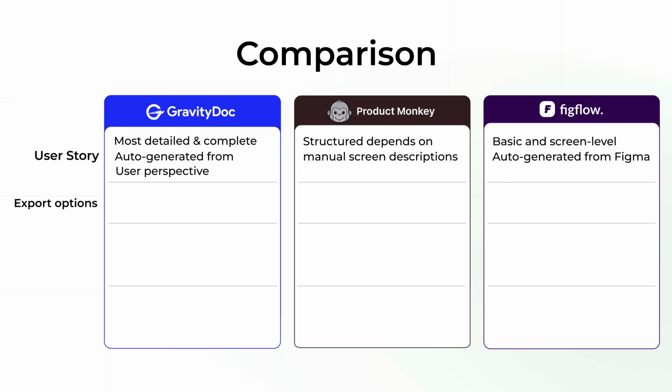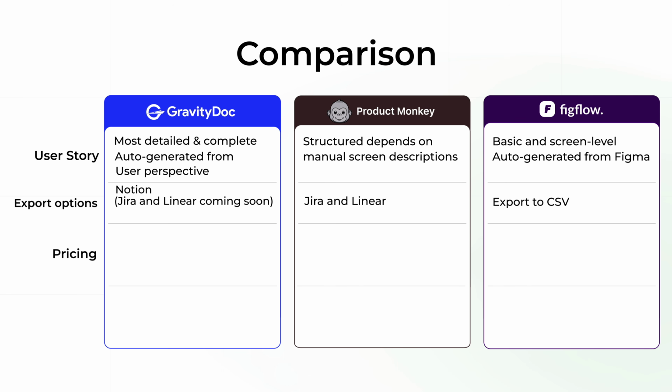Next, let's look at the export options. GravityDoc makes it super easy to share. You can export everything directly to Notion with just a single click, with Jira and Linear coming soon. ProductMonkey also supports Jira and Linear exports. Figflow doesn't have the direct platform integrations yet, but it lets you export everything to CSV so you can move things around manually if needed.